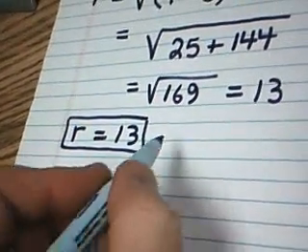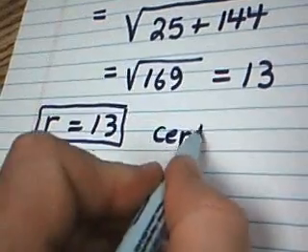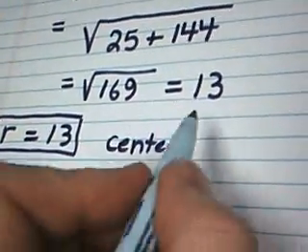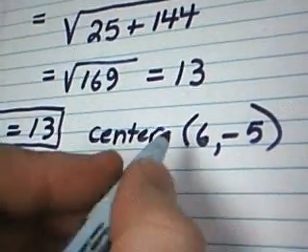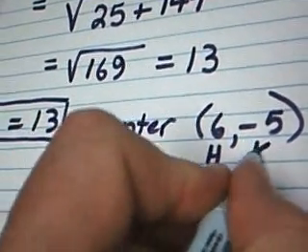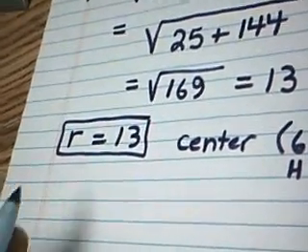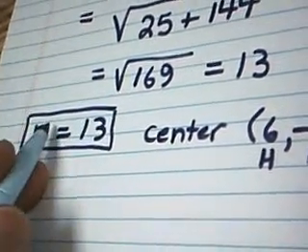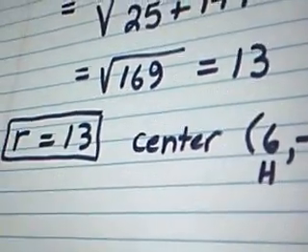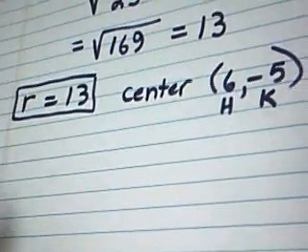Now, I already knew that the center was located at the ordered pair (6, -5). In other words, I already knew h and I already knew k. So what I had to do was to find what was missing, that was the length of the radius, by applying the distance formula. And now we can answer the question.